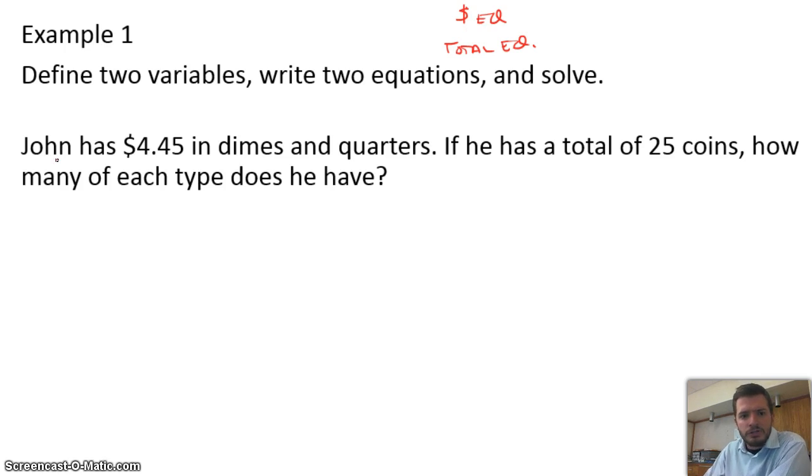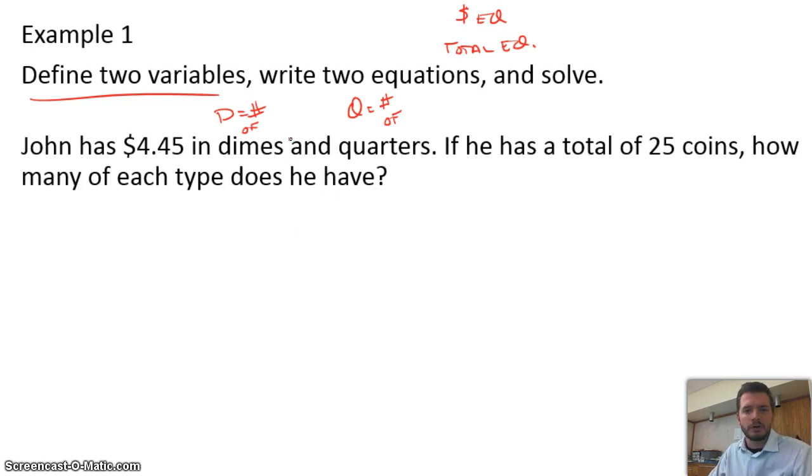It says John has $4.45 in dimes and quarters. So again, I'm going to define my variables. These will be the directions for all of them, but I'm just going to write it once. D is going to equal the number of dimes, and Q equals the number of quarters. Then it says he has a total of 25 coins, so how many of each type does he have? Pretty straightforward.